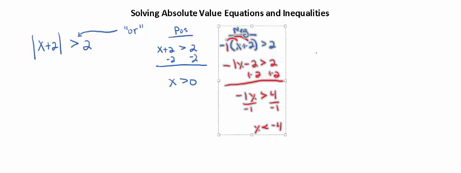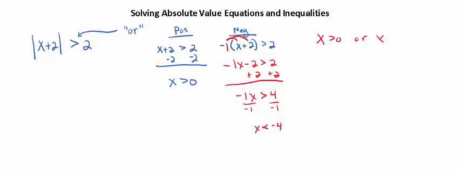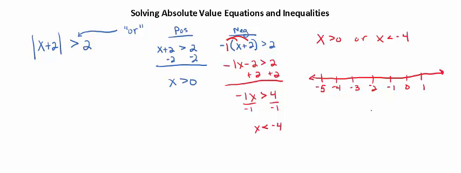Okay. Because we had an OR type of a situation, we have x is greater than 0 or x is less than negative 4. Now if we go to graph this, make sure that we draw our number line, and we definitely need to go just past negative 4. Same thing with 0.